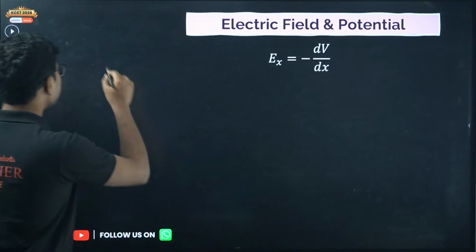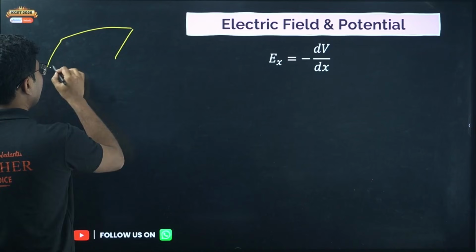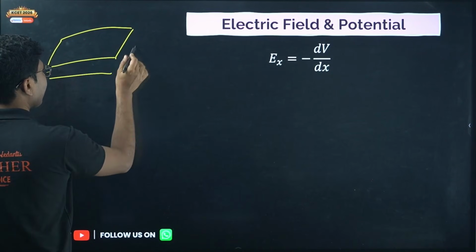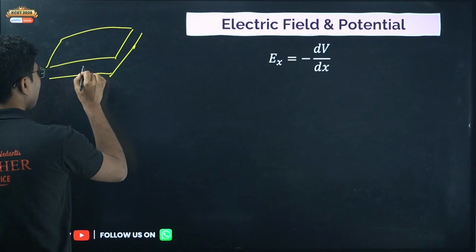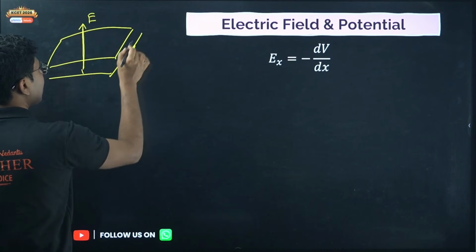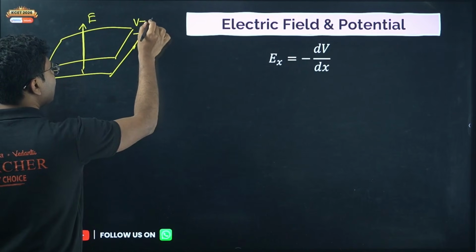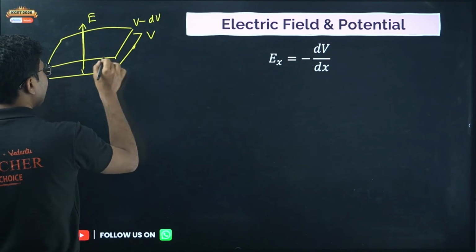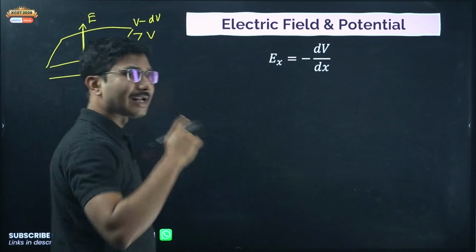So the derivation is also super simple. Here we have to take two equipotentials. Now remember that when you are doing this derivation, the electric field is pointing from the bottom surface to the top surface. So this is electric field E. If this surface is at potential V, this surface will be V minus dV. The distance between these two surfaces is dx.